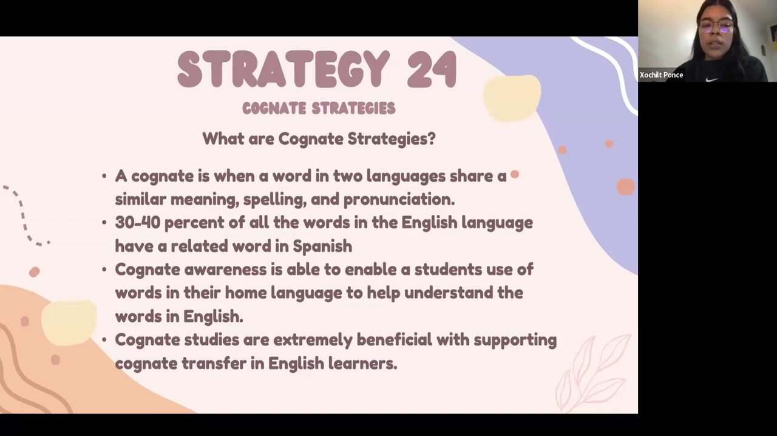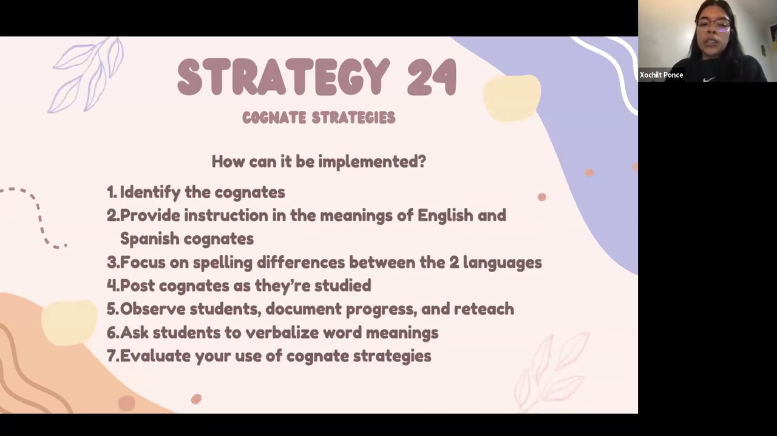Having cognate awareness is when students are able to use words in their home language to help understand words in English. Having cognate studies in the classroom is extremely beneficial with supporting cognate transfer in English learners. Now, how can cognate strategies be implemented into the classroom? The first step is to be able to identify the cognates. Making sure the students understand what cognates are and how to identify them is key.